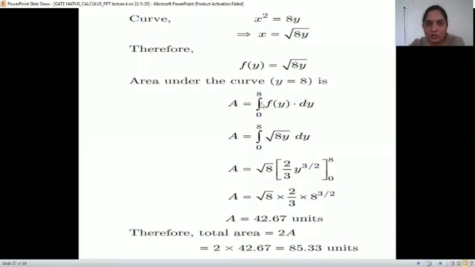Are you allowed to use a calculator in the GATE exam? I think it is 42.67. I don't know. Is it allowed to use a calculator inside?